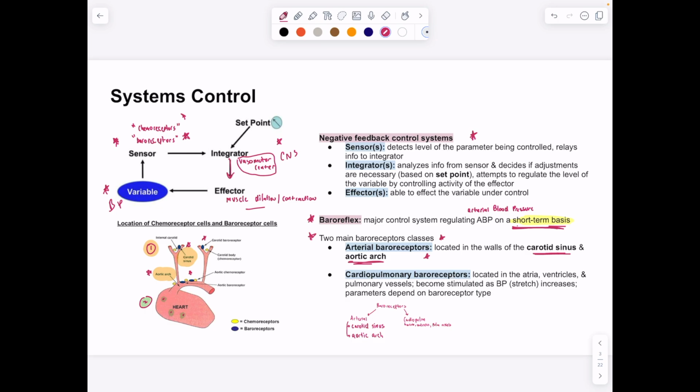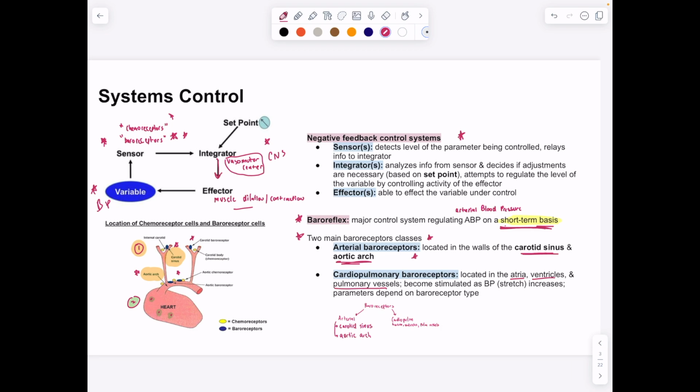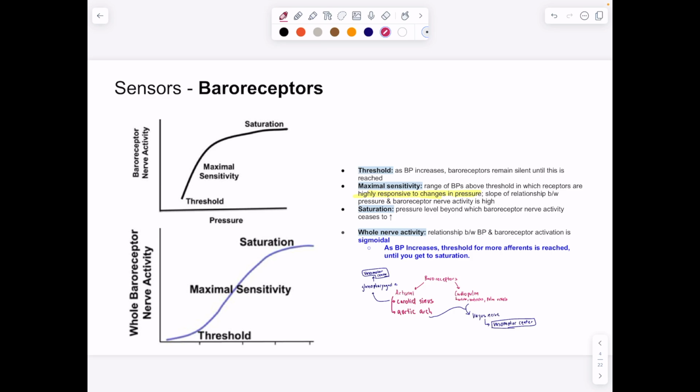And then the second class of baroreceptors are our cardiopulmonary baroreceptors, which are located in the heart, the atria and ventricles of the heart, and then the pulmonary vessels going from the heart to the lungs. And so these baroreceptors in general are being stimulated by stretch. And then the question is, at what point do you have stimulation along the nerve to the vasomotor center.